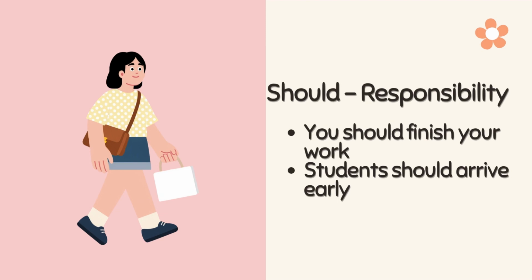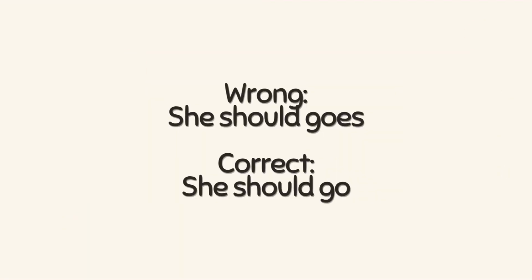We also use should to talk about responsibility. For example, you should finish your work. Students should arrive early. This means that it is expected. Got it? Good. Here is a very common mistake. She should goes. This is wrong. After a modal verb, always use the base verb. She should go. Okay? Good.